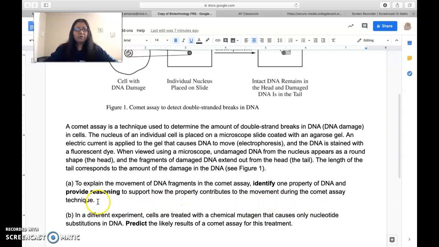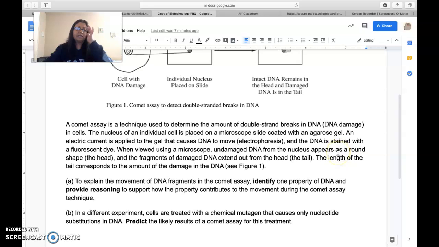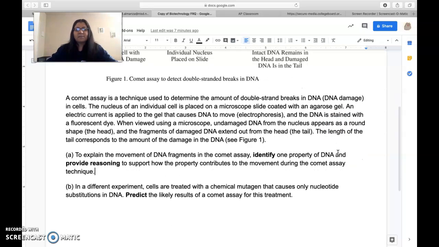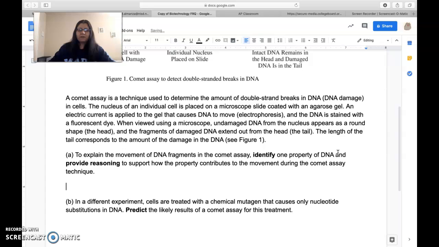So if I look at question A, it says to explain the movement of DNA fragments in the COMET assay, identify one property of DNA and provide reasoning to support how the property contributes to the movement during the COMET assay technique. Well, this isn't asking for a property of DNA from this experiment. It's talking about a property of DNA in general. It wants to know, how does electrophoresis work and why?